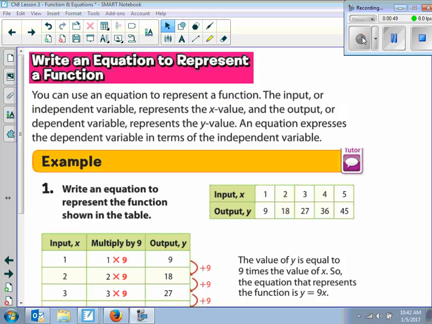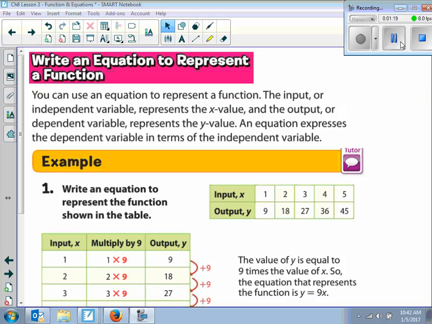We are going to write an equation to represent a function. It says here you can use an equation to represent a function. The input, or the independent variable, represents the x value, and the output, or the dependent variable, represents the y value. An equation expresses the dependent variable in terms of the independent variable.